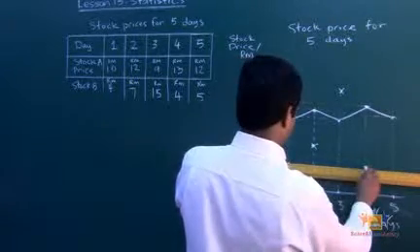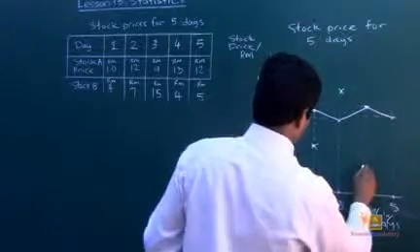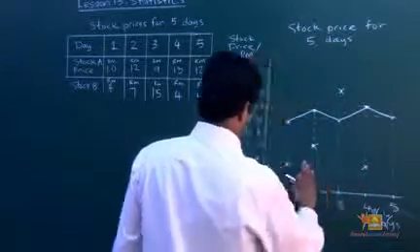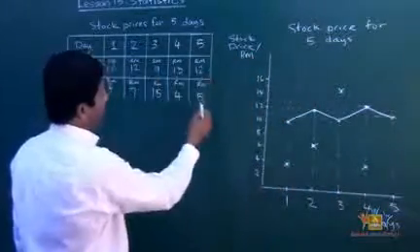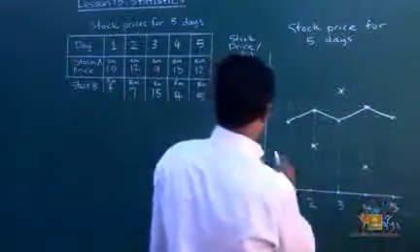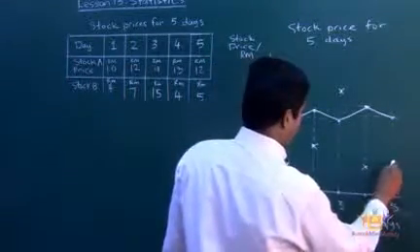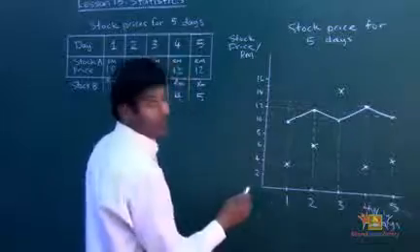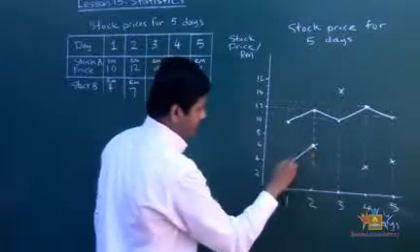And then day 5 is 5 ringgit. Day 5 is 5 ringgit, and it's right there. Now let's join the points. Right there.